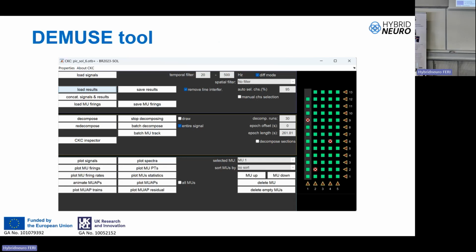And this segment, or this process, is at our university performed manually with the use of the DEMUSE tool. For those who are not familiar with it, the DEMUSE tool is software that was developed by our university, and it enables us to decompose signals with many different parameters. It also allows us to plot signals in many different ways, to use many different filters, and, most importantly for us, we get to manually edit the decomposition results with the use of the CKC inspector.